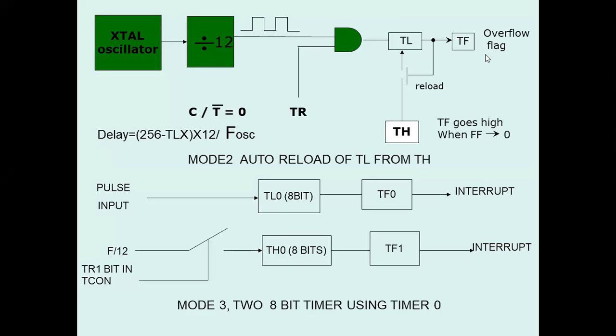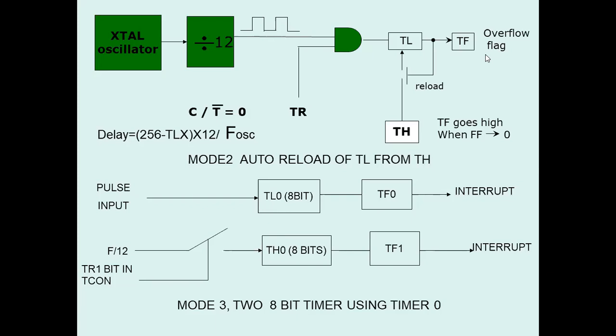So in the previous class, we concluded the formula for calculating the time delay when it is generated by the timers available in the 8051 microcontroller. So here we will see how mode 2 and mode 3 operation can be done. This thing we also discussed in the earlier class.